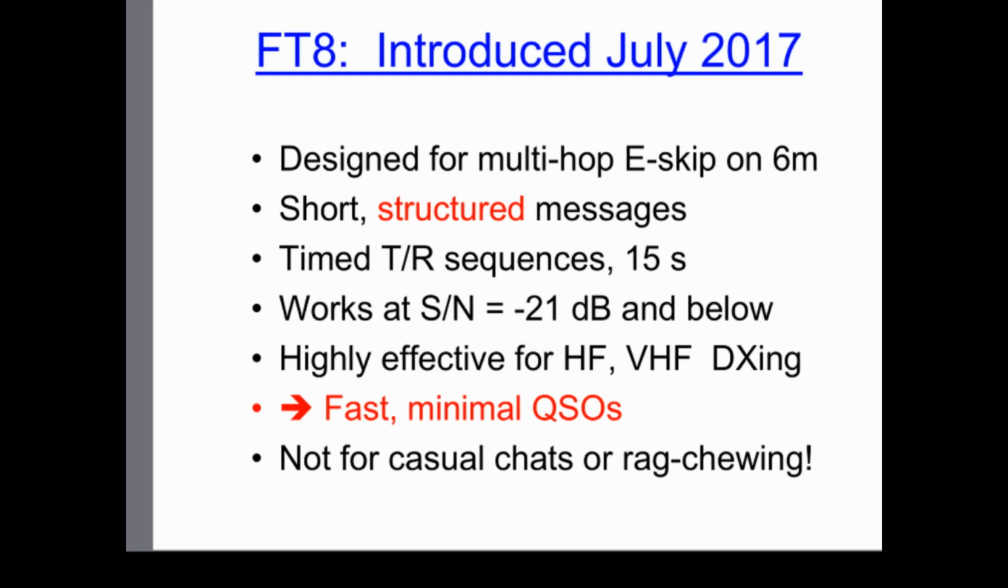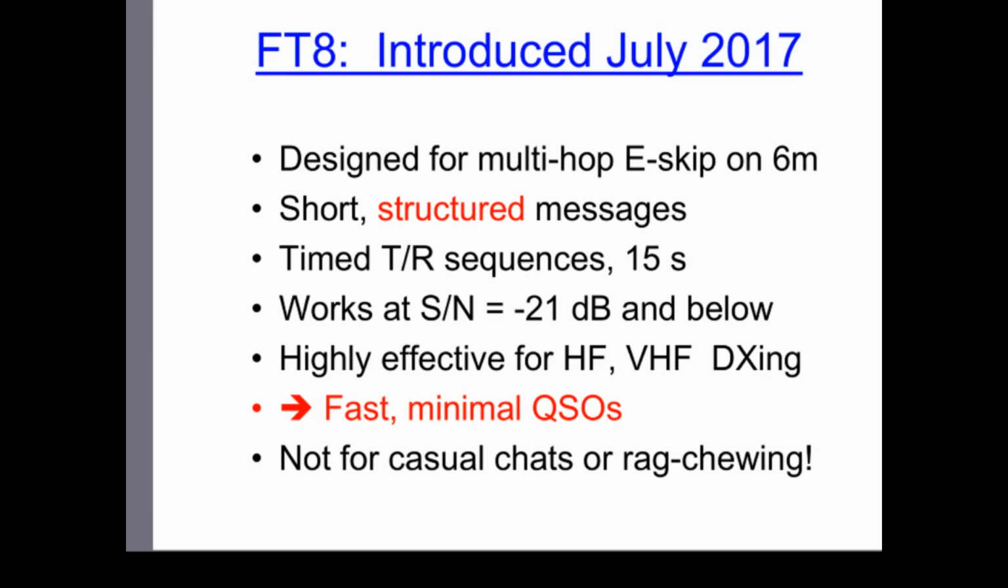All of these modes use short messages, and they're structured messages, which means that we can build a lot into a small number of digital bits. And I'll say a few more words about that in a minute. This mode, FT8, uses timed transmit-receive sequences that last 15 seconds. So you get 4 of them in a minute. You can finish a QSO in about a minute. And it works down to signal-to-noise ratios around -21. Even better than that under certain limited conditions that I'll mention later.